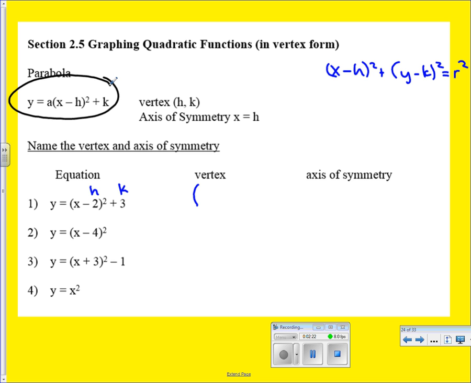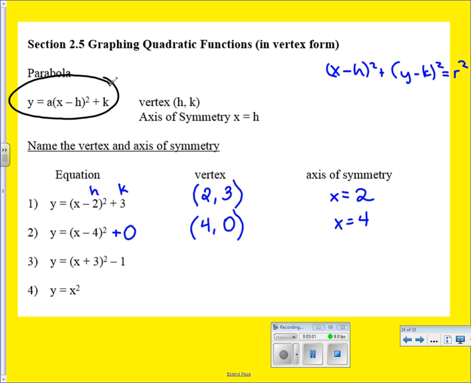So in our first example of y equals x minus 2 quantity squared plus 3, my vertex is actually going to be (2, 3), because again, there's the minus, don't take it. And my axis of symmetry would be just my h value of 2. This again is where it folds in half. The next equation does not have a k value, so we would consider that 0. And we would have 4, again it's a negative, so don't take it with it in that one. So (4, 0) would be the vertex, and the axis of symmetry would be 4.